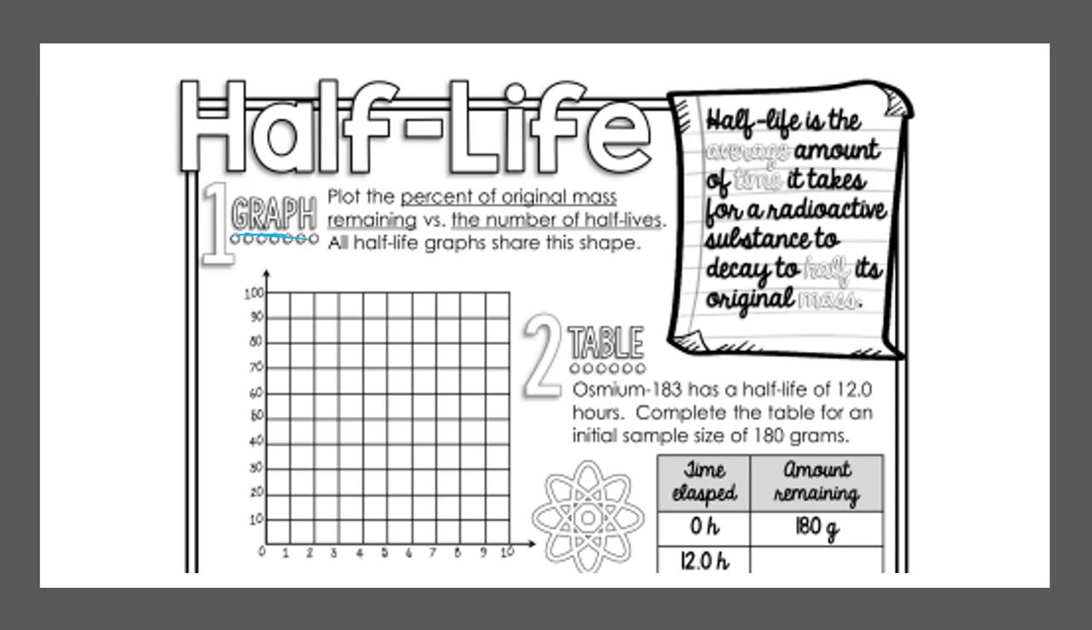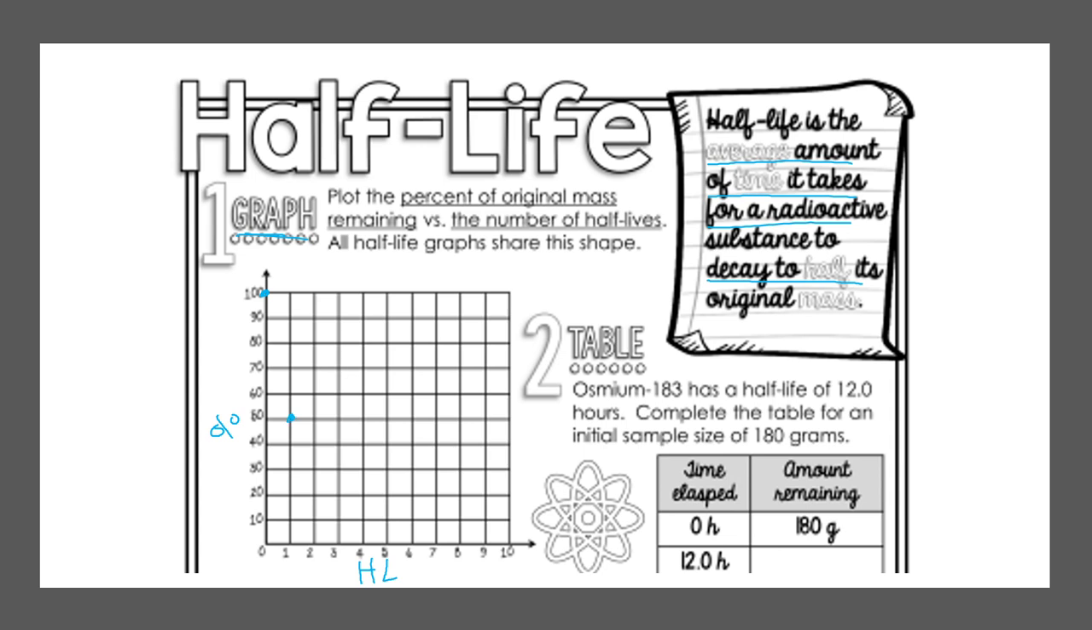So we're going to plot the percent of the original mass remaining after the number of half-lives. So here's my percent, and here's my half-lives. Okay, so if we start, we're going to start at 100%. Now, the definition of a half-life, that's the average amount of time it takes for a radioactive substance to decay to half its original mass. So this means after one half-life, I should have 50%.